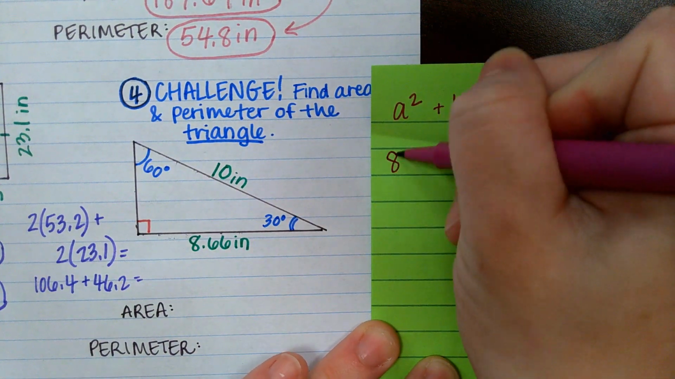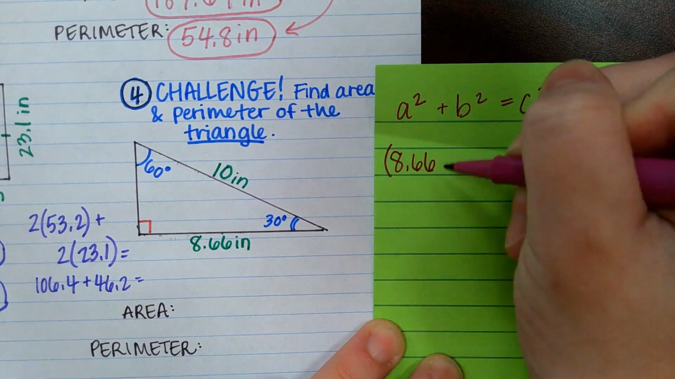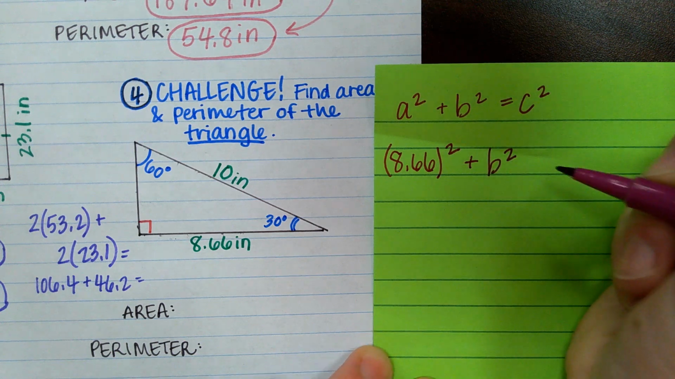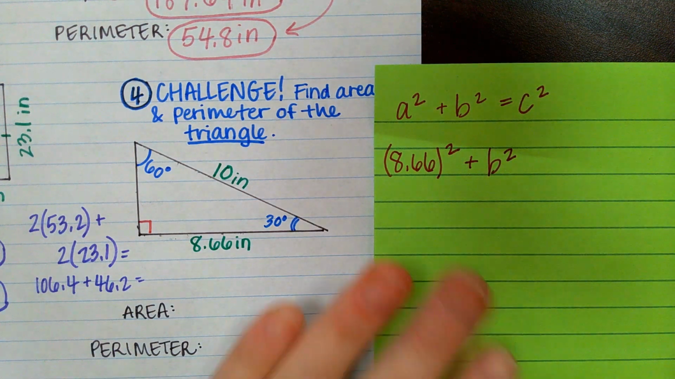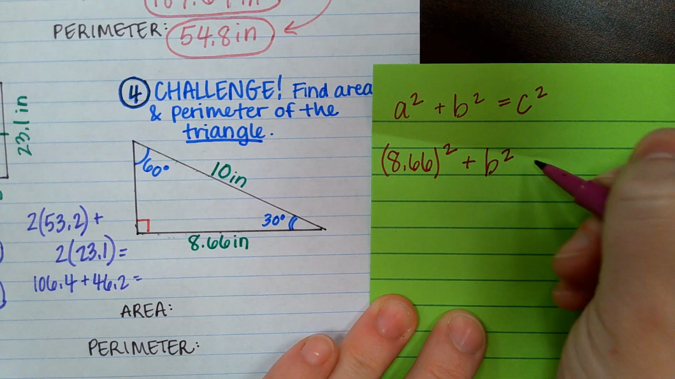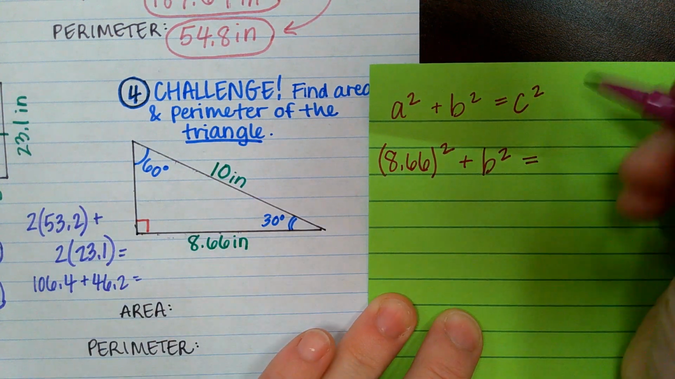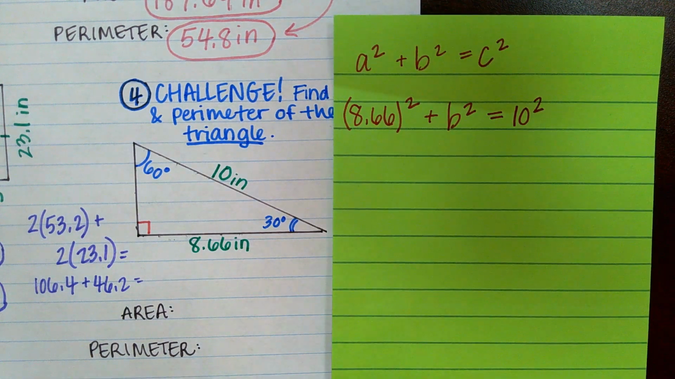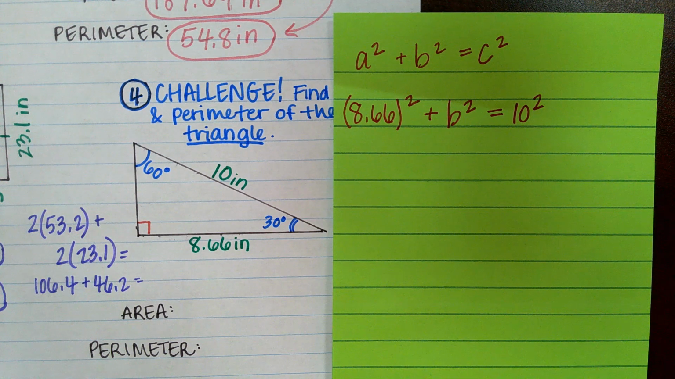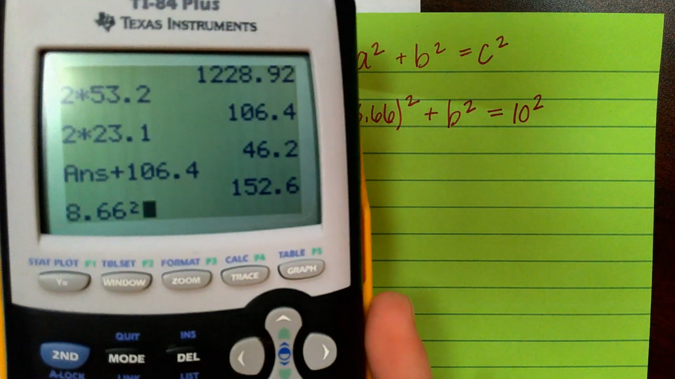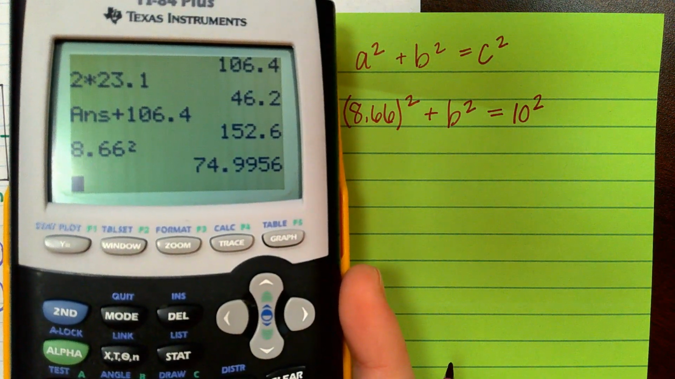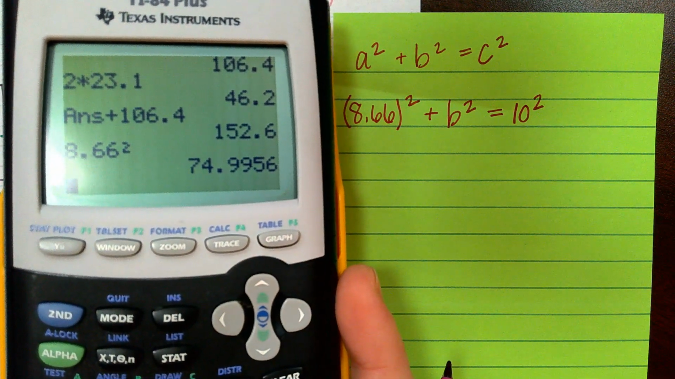So we'll do 8.66 squared plus, and I'm going to put B squared for now since I'm going to pretend we don't know it yet. Plus B squared equals 10 squared because that's our C. Okay, so now let's kind of solve this out together. Let's find 8.66 squared. I'm going to type that one in. 74.9956. Did you get the same thing?